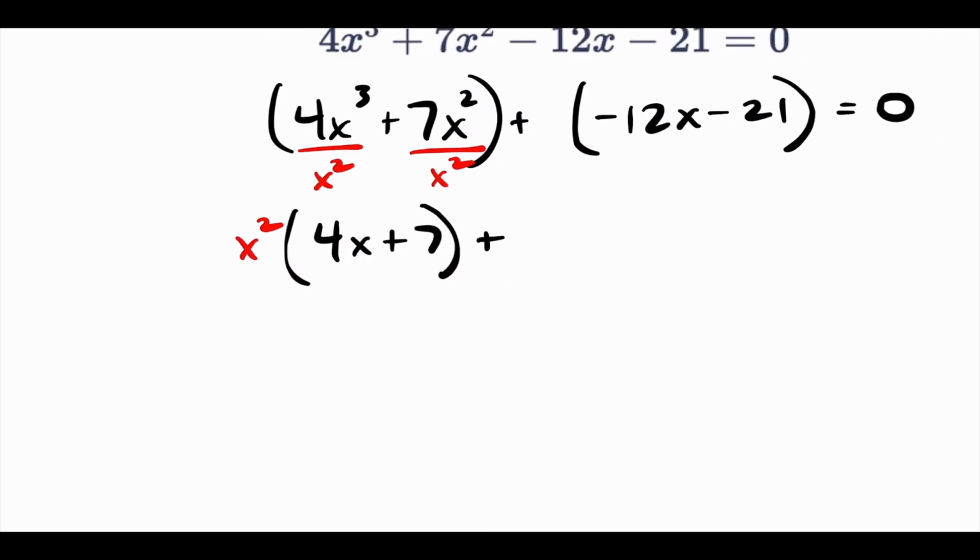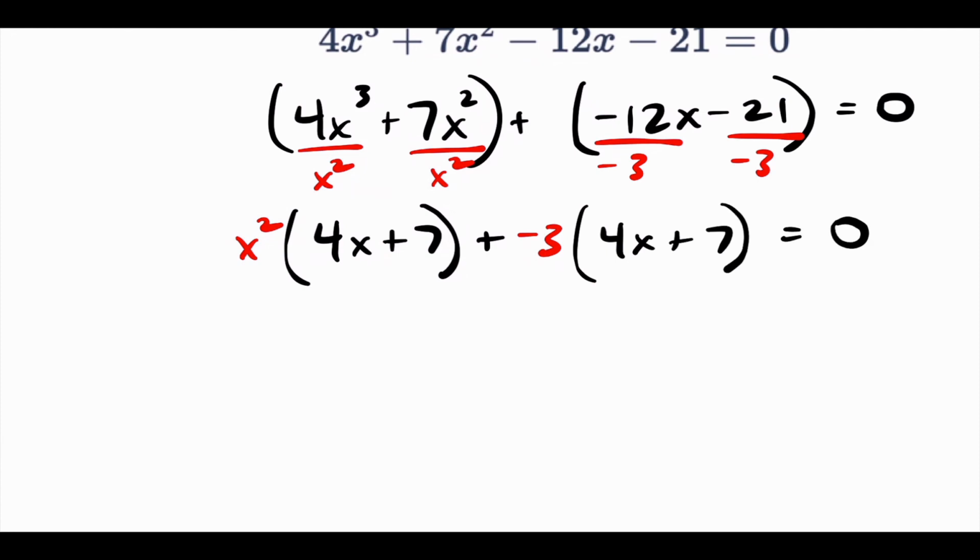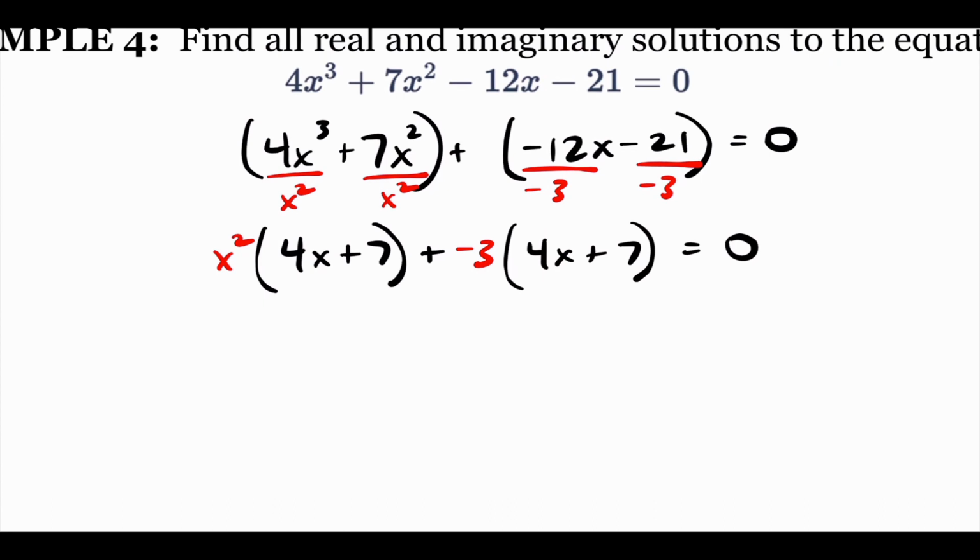All right, so the second group. Well, I want to make it into 4x plus 7. So what do I have to divide by? Negative 3, yeah. Negative 3. 4x plus 7. Once those two guys are the same, I'm happy because then I can do my next step.